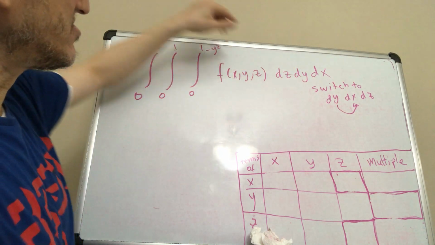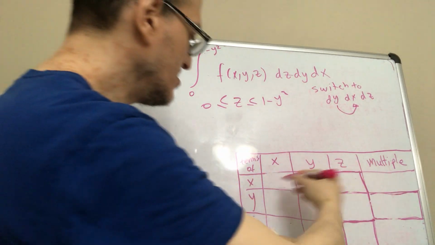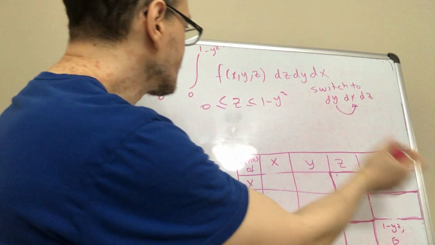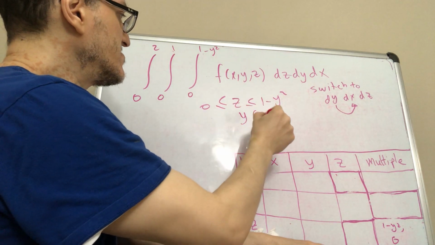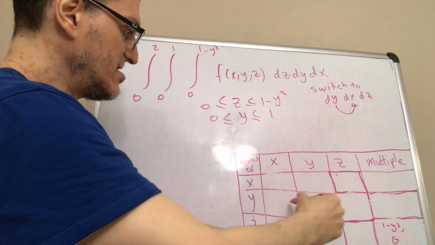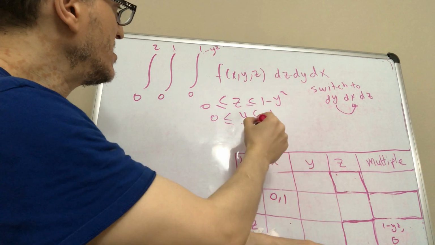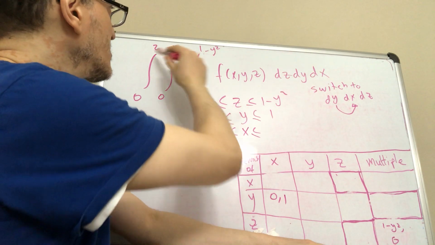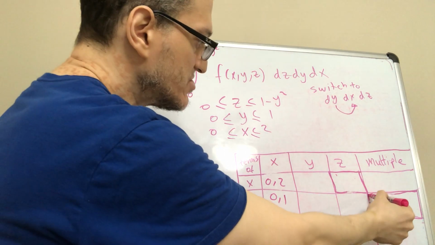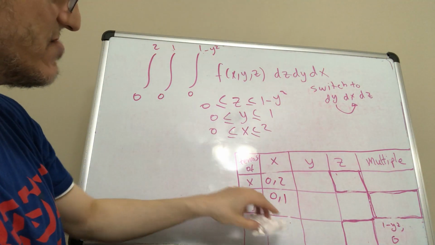We have z in terms of y, between 1 minus y squared and 0. We have y in terms of x, 1 and 0, so 0 and 1, or 1 and 0. x numbers, 0, 2. And you also need y in terms of z, x in terms of z, and z in terms of y.